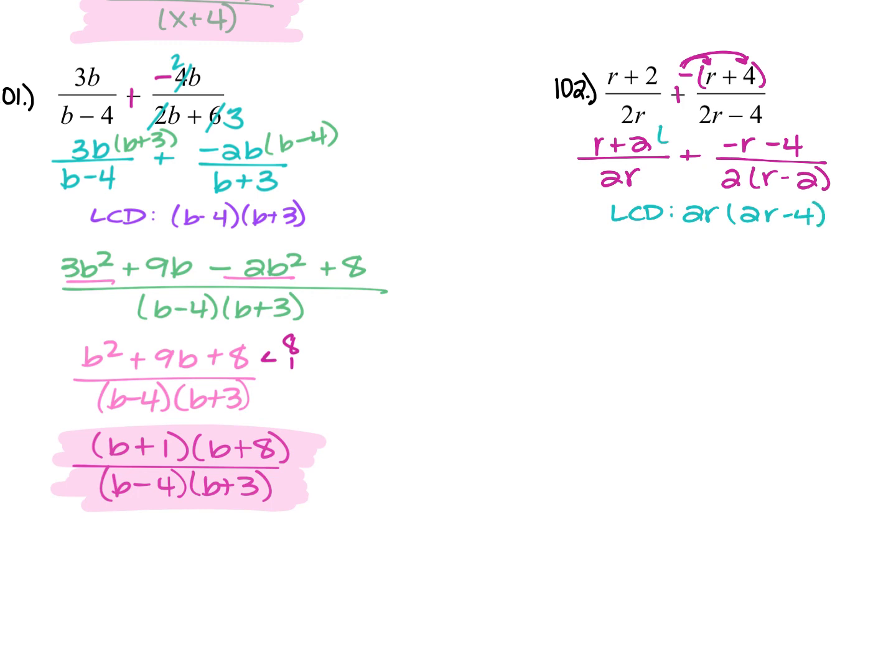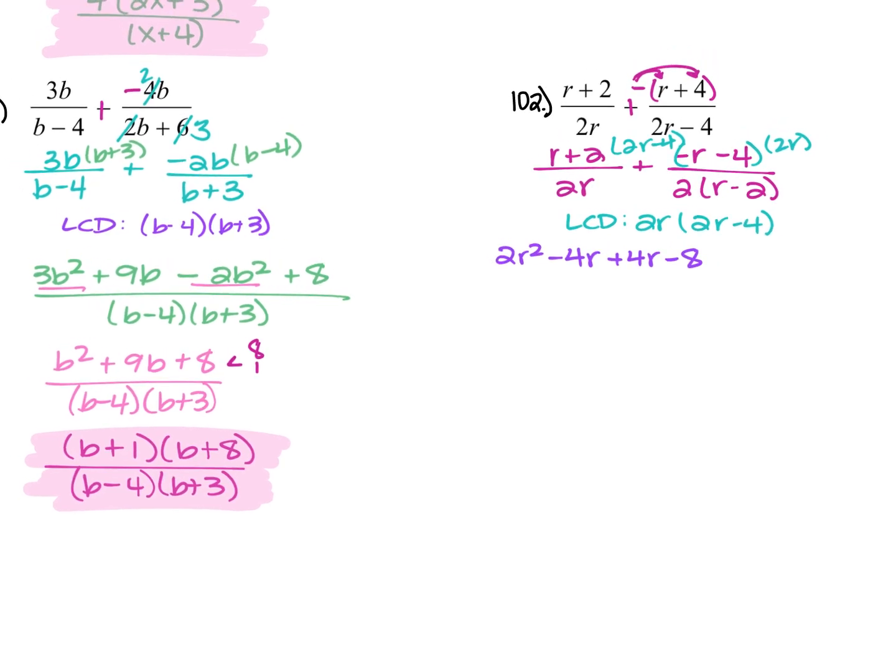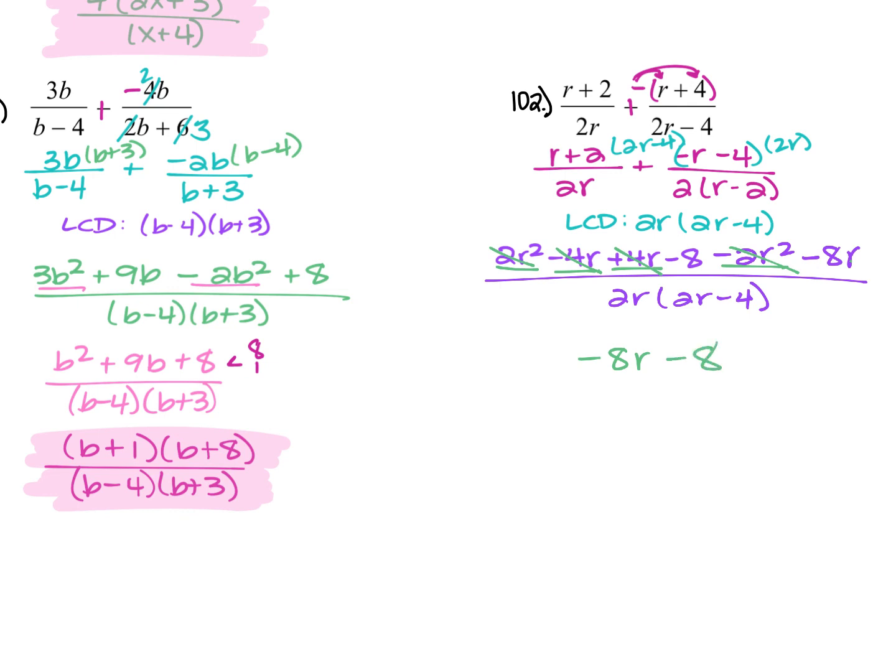Multiply the top of the first fraction by the 2r minus 4. Top of the second by 2r. So this gives us 2r squared minus 4r plus 4r minus 8. Then we have negative 2r squared minus 8r. From here, we combine like terms up top. The 2r squared minus 2r squared cancels. You have the 4r and the negative 4r that cancels, and you have that negative 8r and that minus 8.